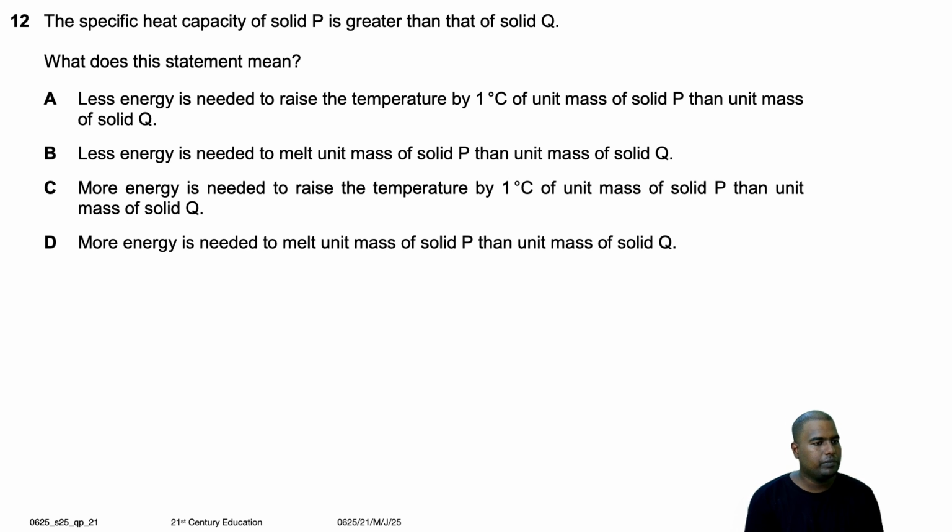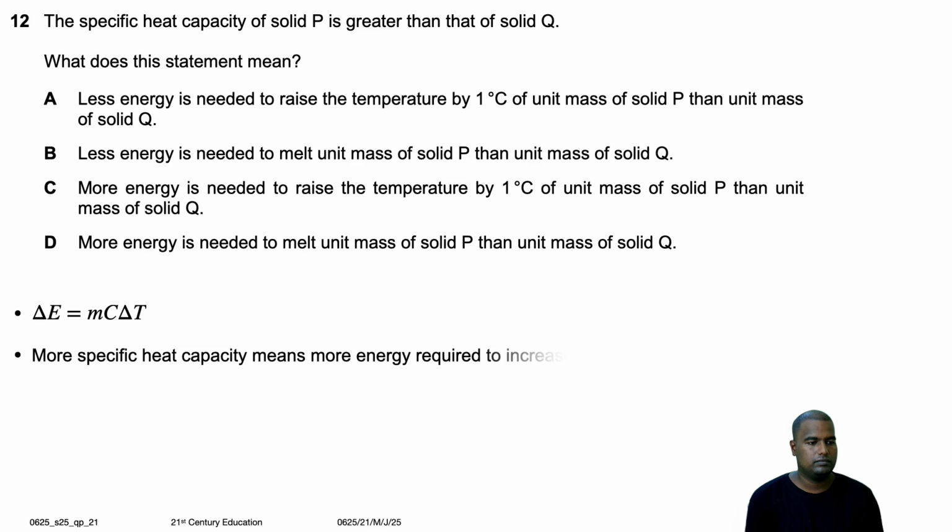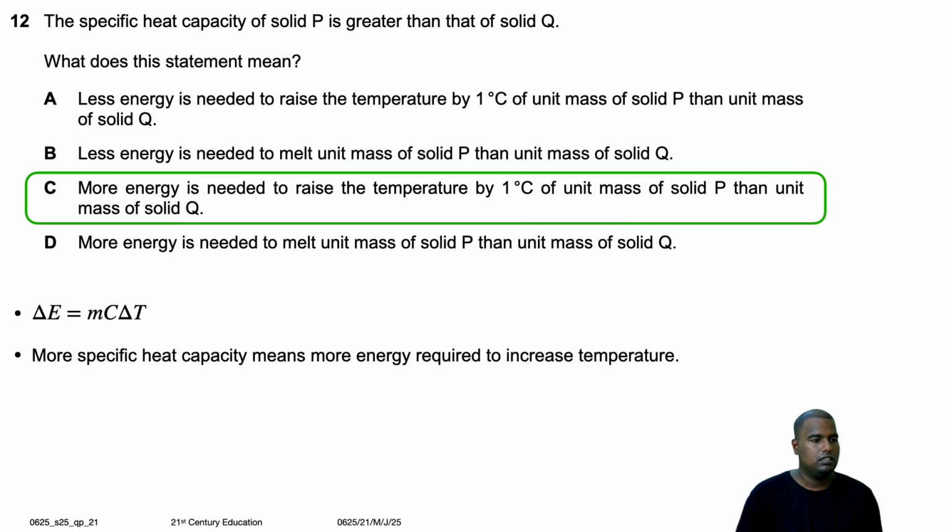The specific heat capacity of solid P is greater than that of solid Q. What does this statement mean? We know that E equals m c delta theta. So higher specific heat means higher energy required to increase the temperature by 1 degree. More energy is needed to raise the temperature by 1 degree of unit mass of solid P than unit mass of solid Q, because P has greater specific heat capacity than Q.